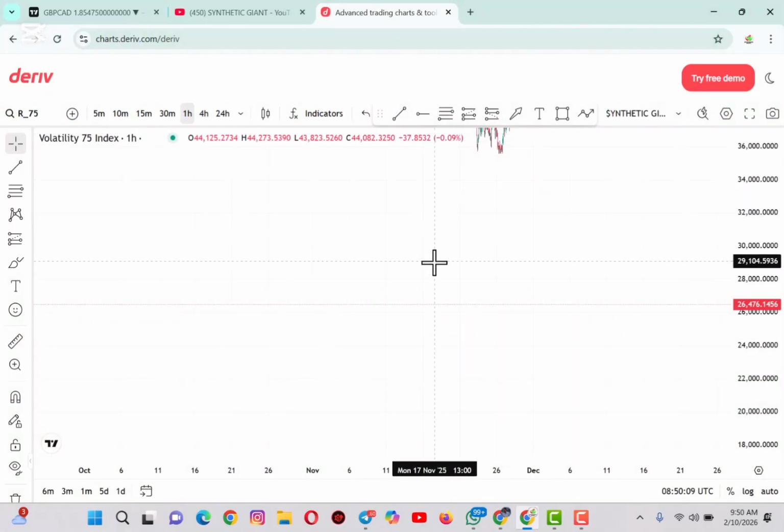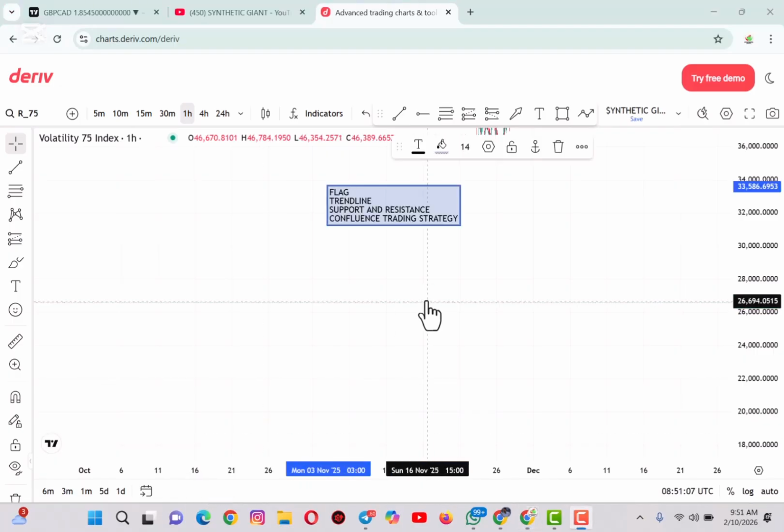So the strategies that I'm going to be introducing to you are very simple, right? We are going to look at the following: flag, trend line, support and resistance, and then the confluence trading strategy, right?